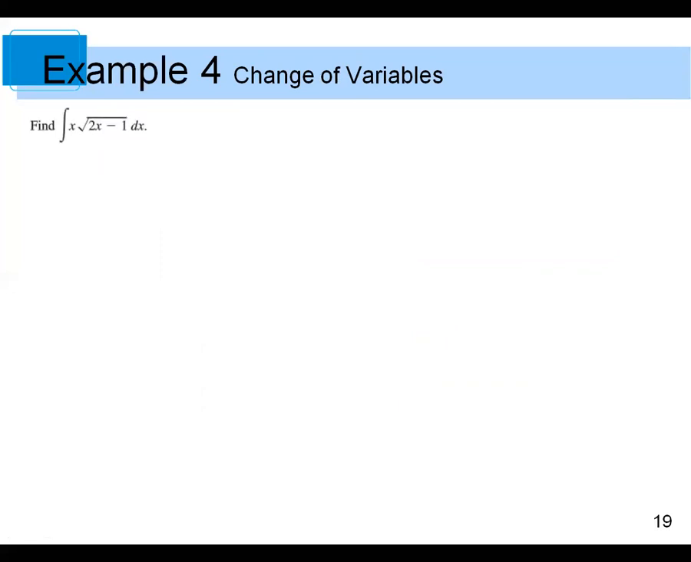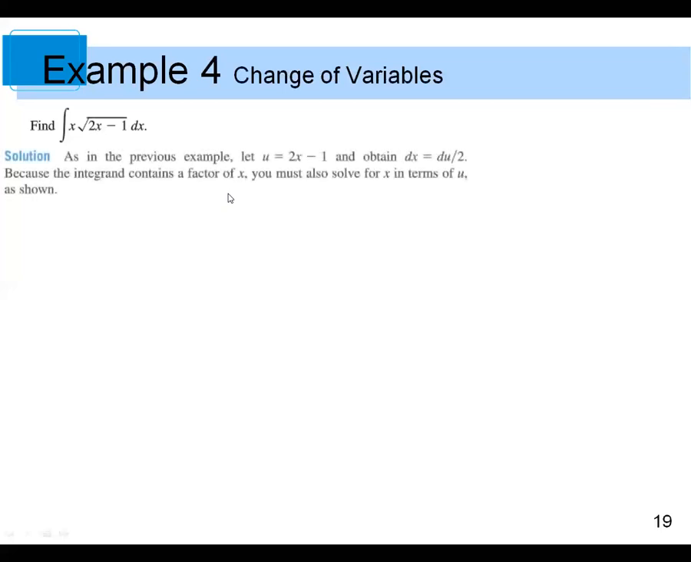All right, here's another one. Let's find the integral of x times the square root of 2x minus 1 dx. This one's a little bit more complicated, because it's similar to the previous example in that the u is the 2x minus 1. Usually when you pick your u, it's the inside of something. And then dx would equal du over 2. But there's an extra factor of x. So I have to substitute that x. I can't just write the integral of x square root u du over 2. It's possible to write it down, but you can't evaluate it because you have u and x.